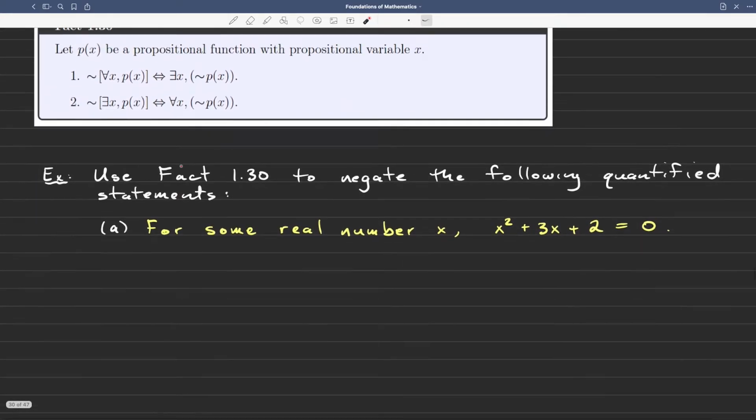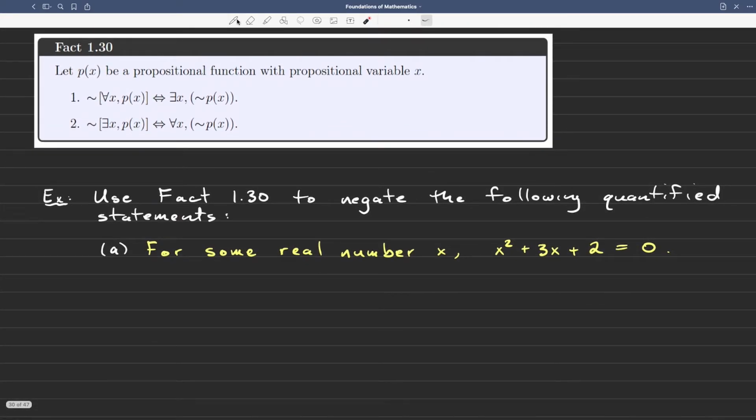So we're going to use this fact 1.30 to negate this part A here. Okay, so first of all, let's look at this part A. Let's put it into its symbolic form. The symbolic form of that statement is, okay, for some real number x, so I could write that as there exists an x, and I've got a universe here of real numbers, so I can say x is in R. And then there's just the propositional function, x squared plus 3x plus 2 equals 0.